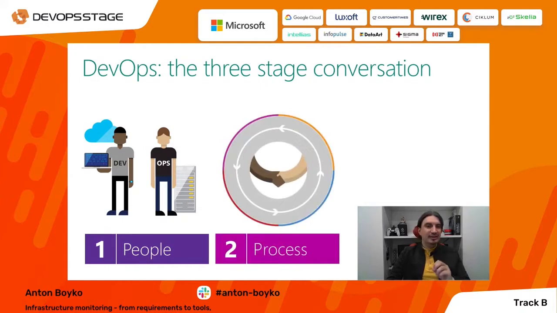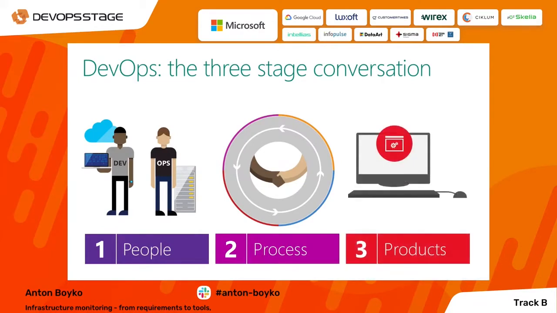The next one, you need to define all your processes. So basically, what exactly you will monitor, which metrics you will collect, how you will react to those metrics, how you will use them for troubleshooting, and so on and so forth. And only after that, only on the third stage, we can talk about the exact products, the exact tools, the exact implementation options, but only after we talk to the people and only after we define all our processes.